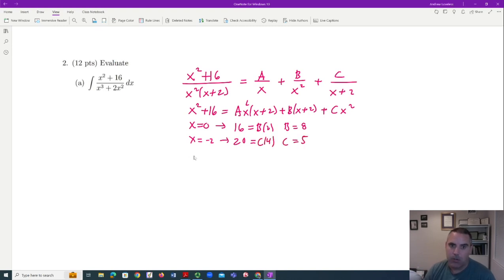And then lastly, I'd compare coefficients. I'd compare the coefficient of x squared would be the fastest in my opinion. Because on this side it's a plus c and on the other side it's 1. And so that tells me that a is 1 minus c, which is negative 4. And then we're ready to be done.